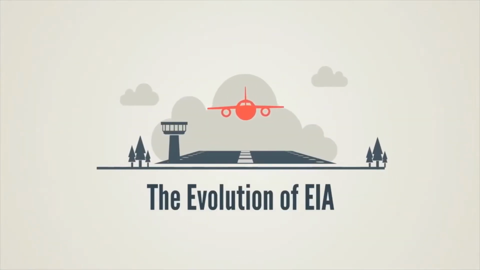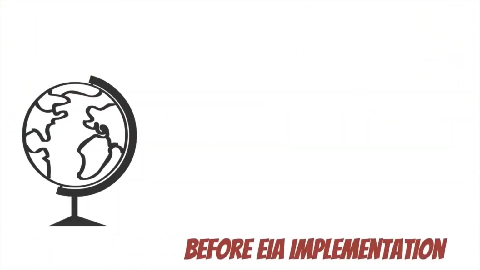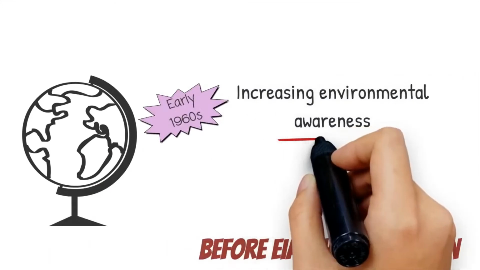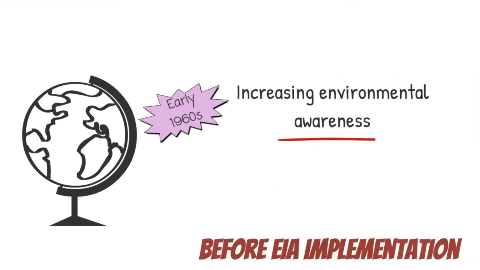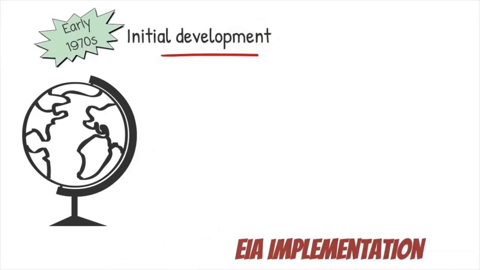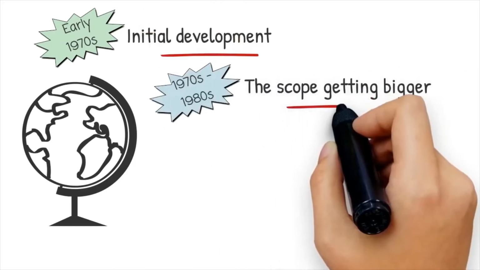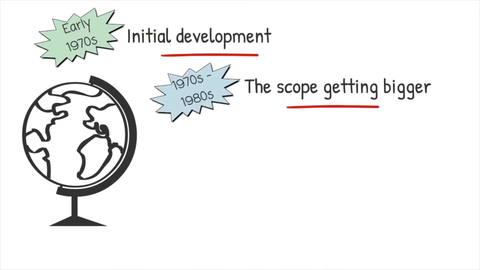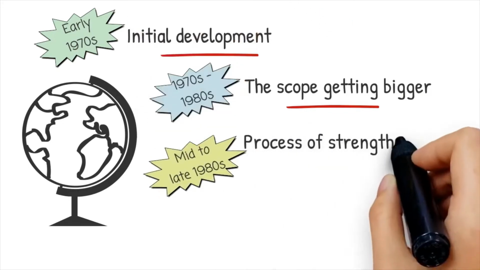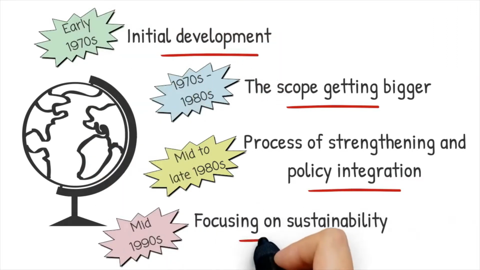The evolution of environmental impact assessment. Environmental impact assessments commenced in the 1960s as part of increasing environmental awareness, especially in the U.S. and other industrial countries. Due to these environmental concerns, in the early 1970s, environmental impact assessment was first introduced. Then, in the 1970s to 1980s, the scope became bigger in order to cater to the environmental issues. In the mid to late 1980s, the process was strengthened with the integration of policy. And from the mid-1990s until now, the focus of environmental impact assessment is towards sustainability.